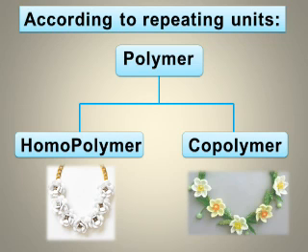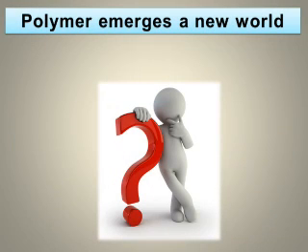Now, according to the repeating unit, polymers are classified into two categories. One is homopolymer and the other is copolymer. If the chain consists of a single unit, or single flower, then it is called a homopolymer. If it consists of two or more types of flowers, then it is called a copolymer.